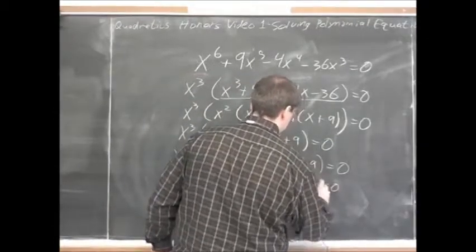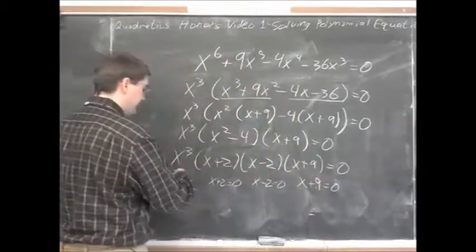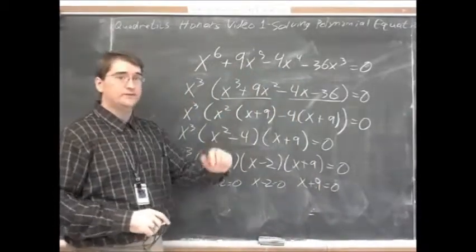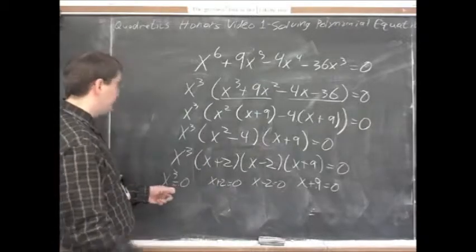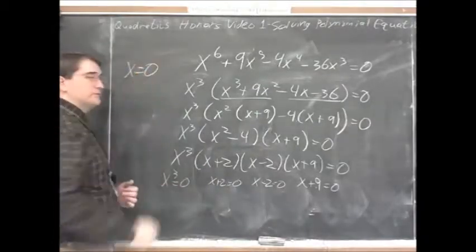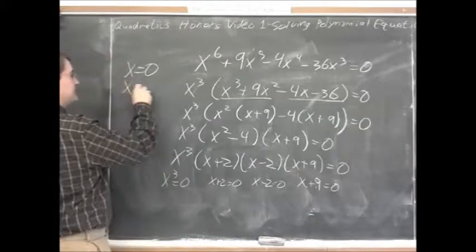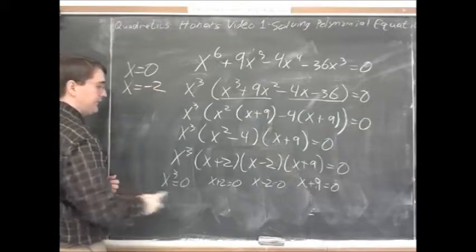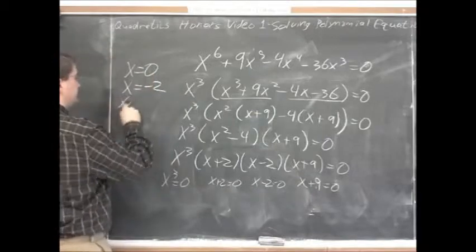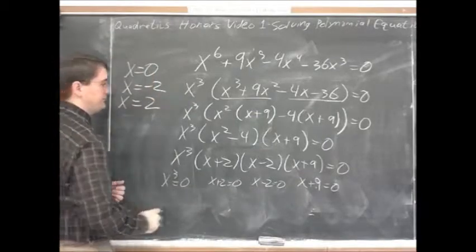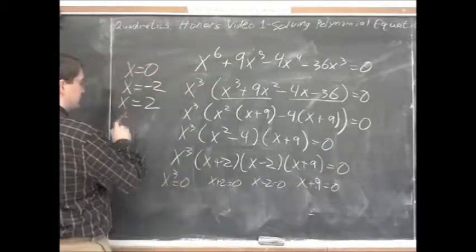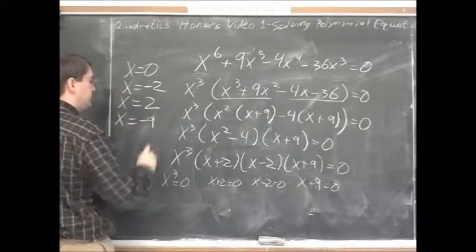If any one of these individual factors is equal to 0, then the whole thing is equal to 0. So x cubed equals 0 gives me x equals 0 as the solution. We already mentioned that. X plus 2 equals 0 means that x equals negative 2. X minus 2 equals 0 gives us that x could equal positive 2. And x plus 9 equals 0 gives us that x is equal to negative 9.